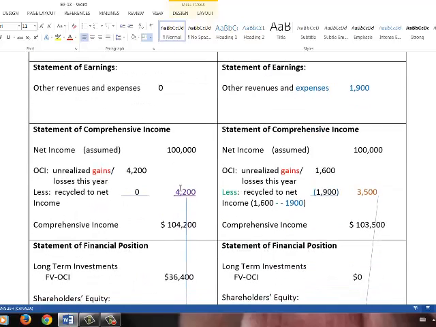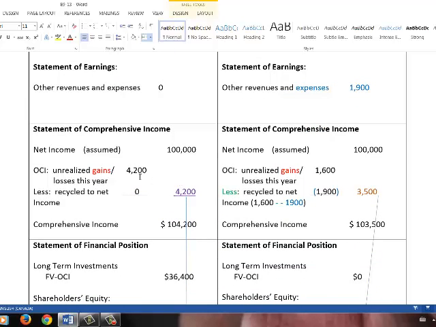So how is that going to affect our statement of comprehensive income? Well, again, I just assumed, to put a number in there so we can get a number for comprehensive income, that income was $100,000. That's your net income. But what would have happened in the OCI section of the statement of comprehensive income?